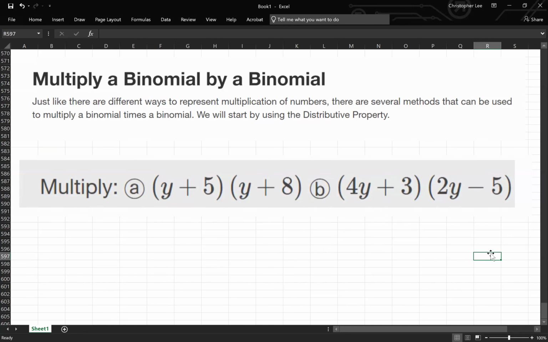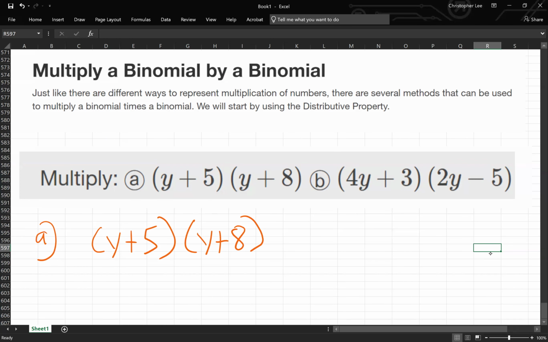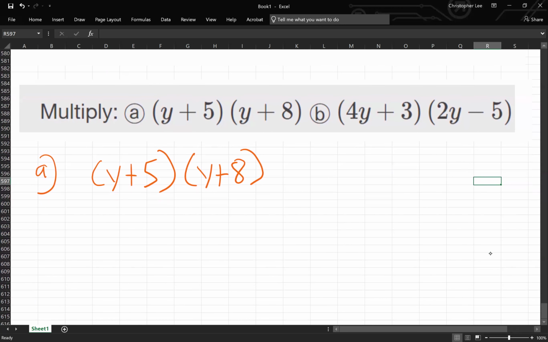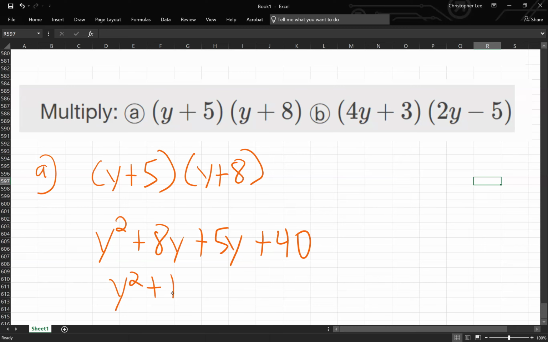Here it comes. Bam. You've got a binomial times a binomial. Let's look at A real quick. I have y plus 5 times y plus 8. Tell me what to do. Y squared plus 8y plus 5y plus 40. Very good. Then you combine like terms: 8 plus 5. So y squared plus 13y plus 40.